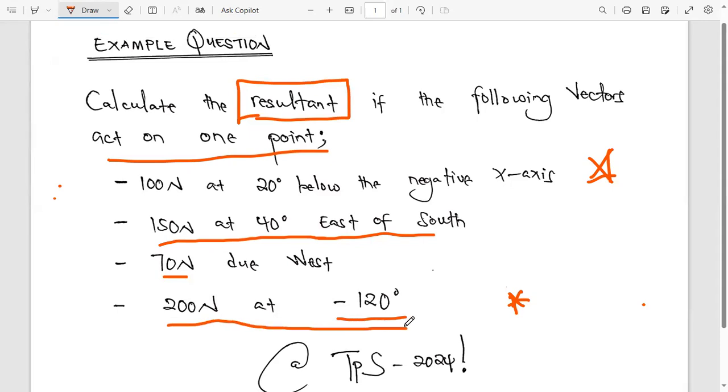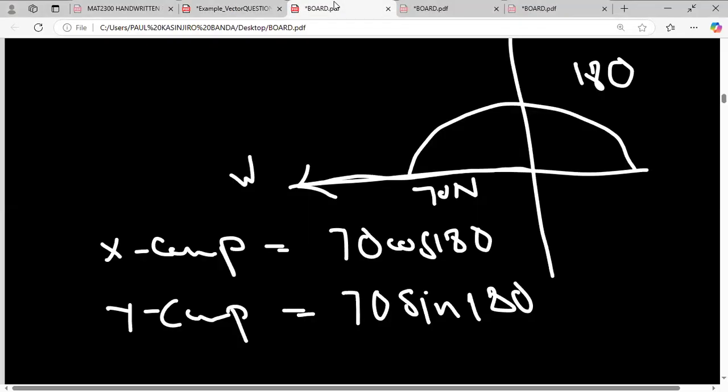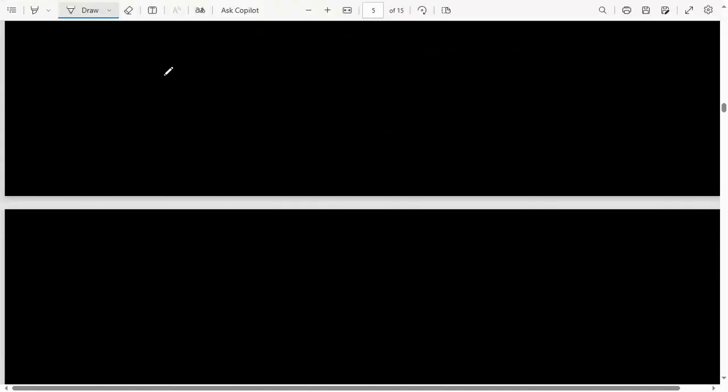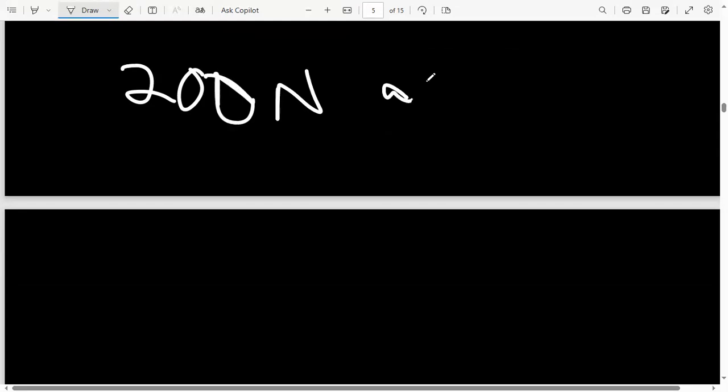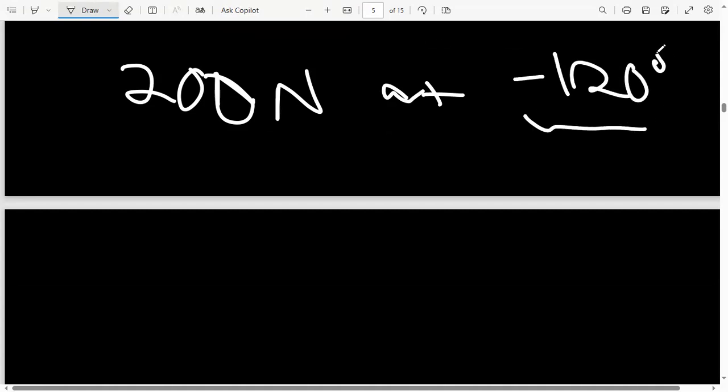So the last one here is 200 newtons at minus 120. Okay, so minus 120 means this, guys. So this is your 200 newtons at minus 120. Okay, so immediately you see a minus angle here. It means you are no longer moving in the counterclockwise direction. You're just moving in the clockwise direction. So counterclockwise is when we are moving like this. Clockwise is when you're moving like this.